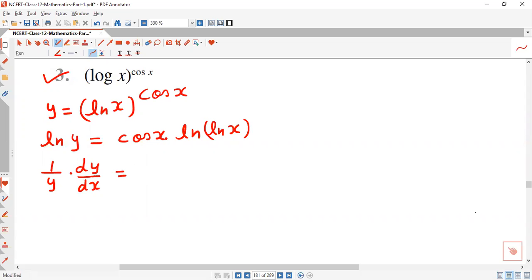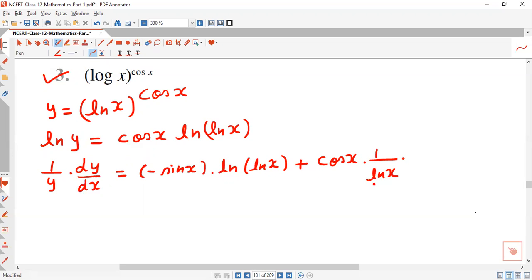Then we take here cos x into log of log x. These are two functions, so we apply the uv product rule. Cos x is working as u, and log of log x is working as v. Differentiation of cos x will be minus sin x, and keep the second term log of log x as it is, plus first term cos x as it is. Now differentiation of the second part, log of log x: 1 upon log x into the derivative of log x, which is 1 upon x.